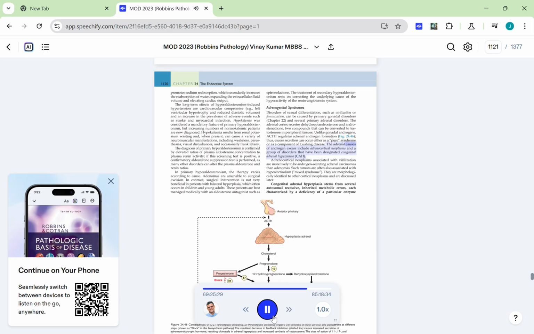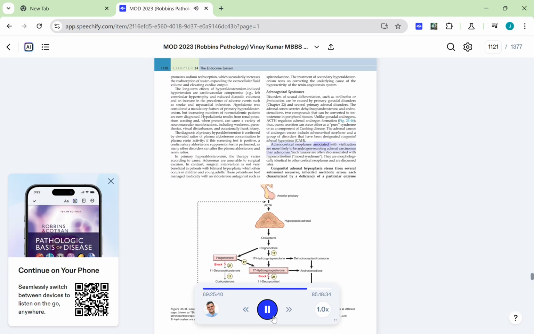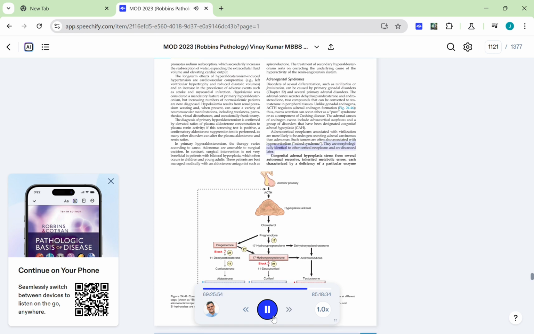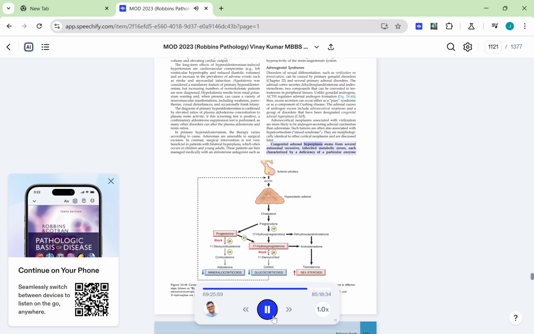The adrenal causes of androgen excess include adrenocortical neoplasms and a group of disorders that have been designated congenital adrenal hyperplasia. Adrenocortical neoplasms associated with virilization are more likely to be androgen-secreting adrenal carcinomas than adenomas. Such tumors are often also associated with hypercortisolism. They are morphologically identical to other cortical neoplasms and are discussed later. Congenital adrenal hyperplasia stems from several autosomal recessive inherited metabolic errors, each characterized by a deficiency of a particular enzyme.